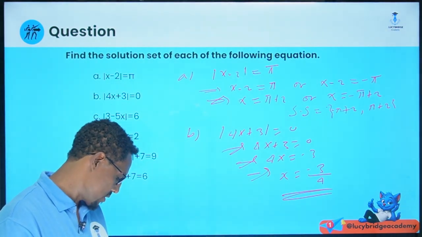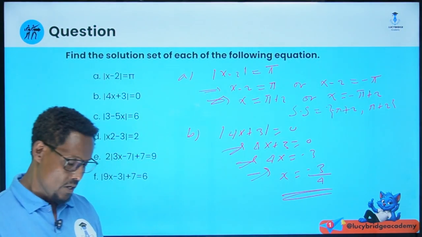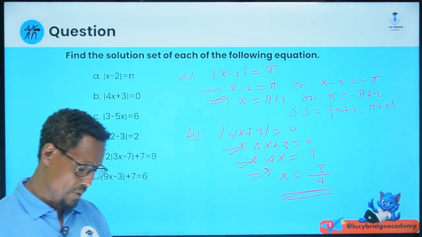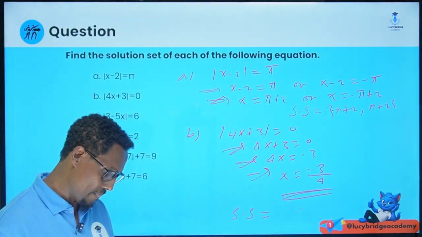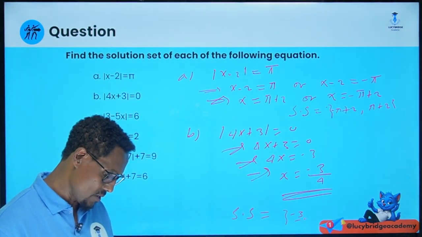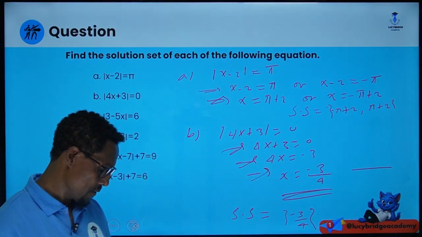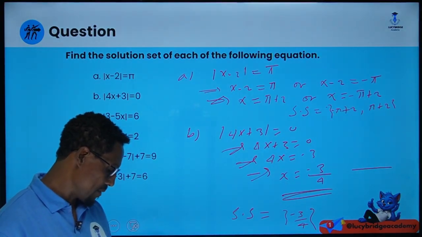That's good. Okay, it is minus pi plus 2 and pi plus 2. Here our solution set, we have only one solution, which is minus 3 over 4. All right. Okay, let me see 3 minus 5x.